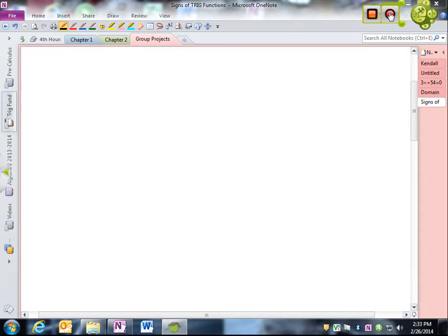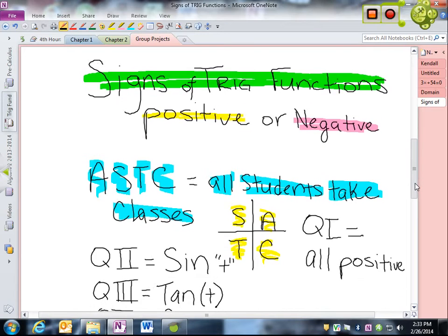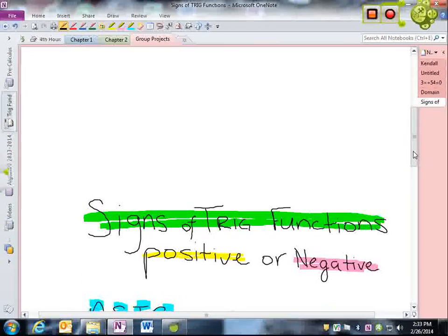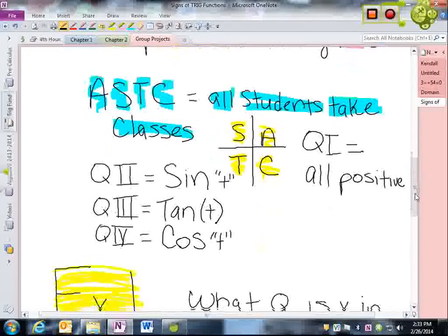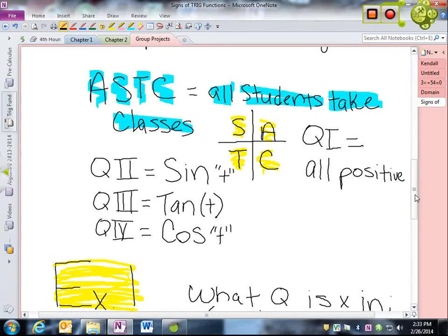Today, we'll be learning about signs of trig functions and quadrants. Now, in every quadrant, trig functions are either positive or negative. So to help you out with that, I have a handy little acronym for you.